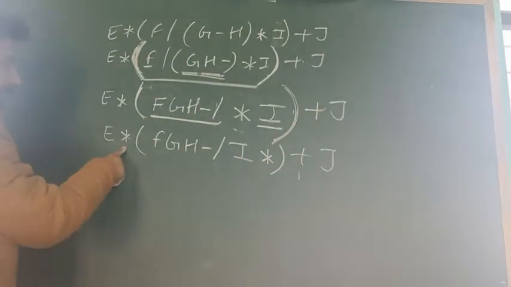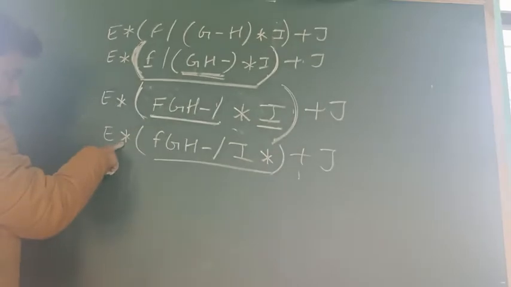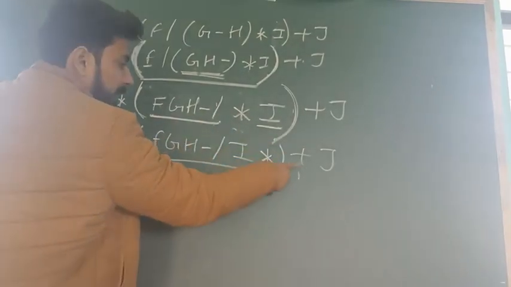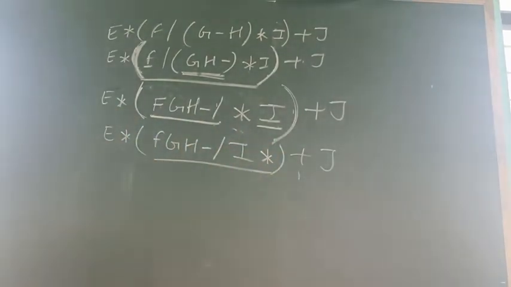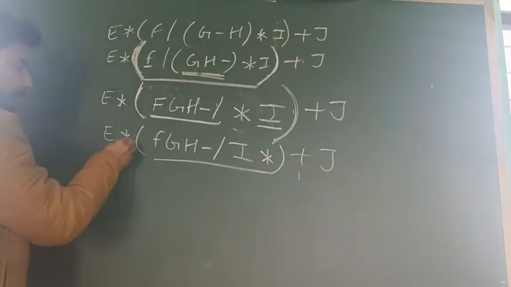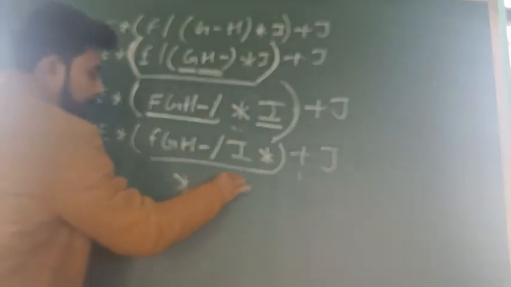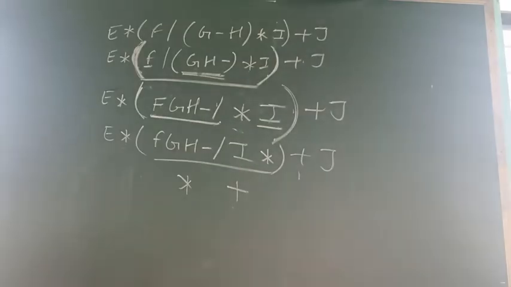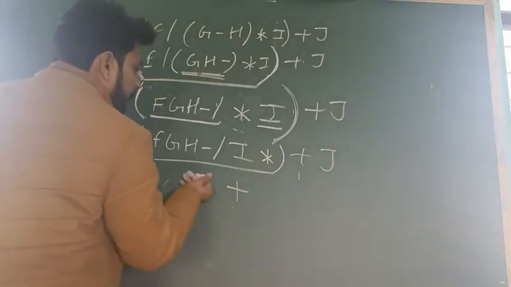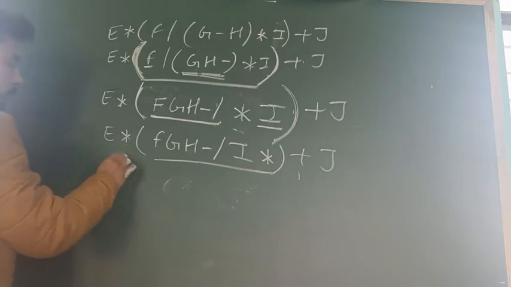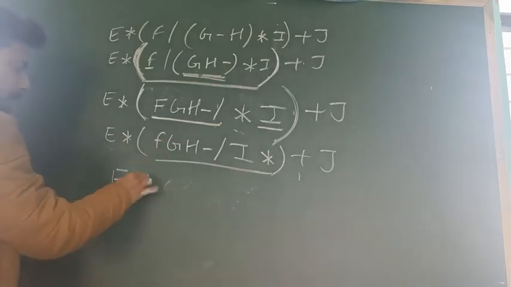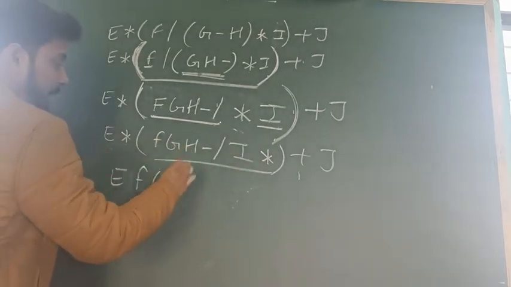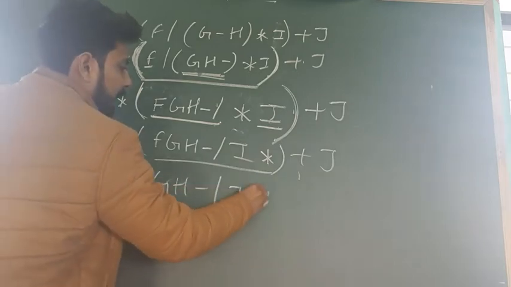Now you will see the plus is there, this is one expression now, this is plus, and this is multiply, so we are having two operators. Which will be executed first? Multiplication has a larger priority as compared to the plus. So the multiply will be solved first. So E one expression, another is this completely one expression. So G H minus slash I into.